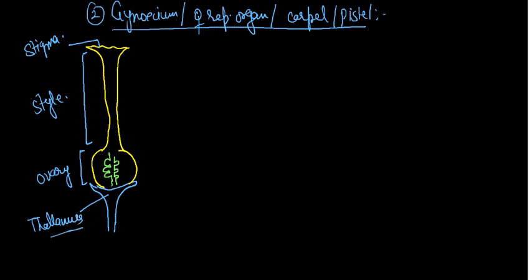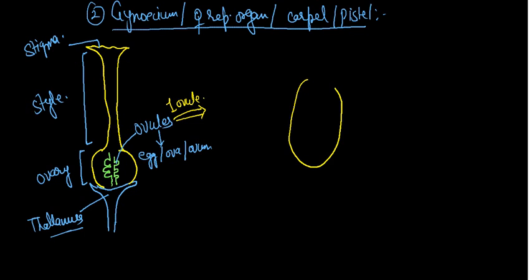In the ovary there are so many ovules present. Inside the ovule there is the formation of the egg or ovum. So first we have to know the structure of one ovule. That is the most important one. The structure is a little bit difficult, so you have to see this clearly, because the maximum questions also arise from this.